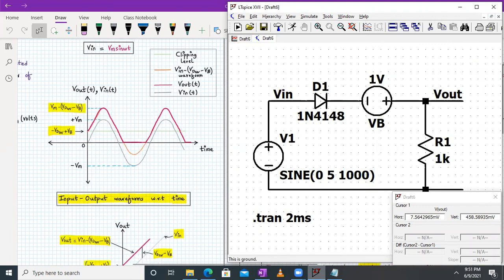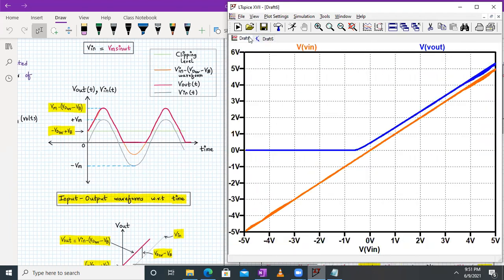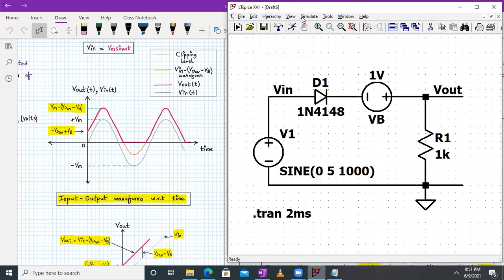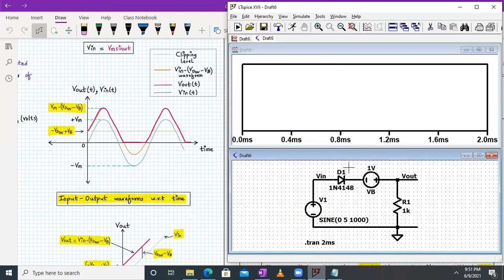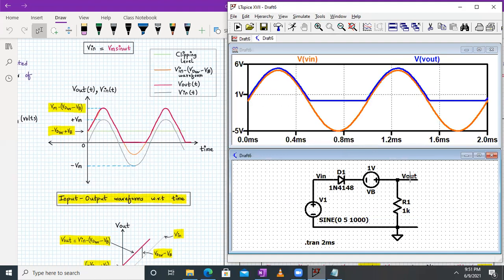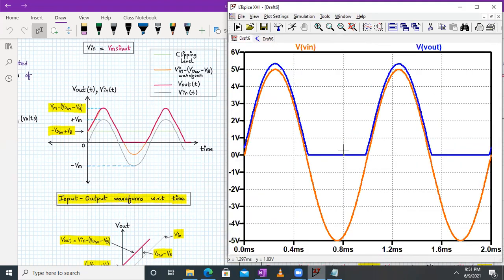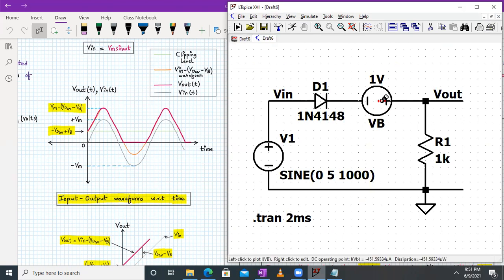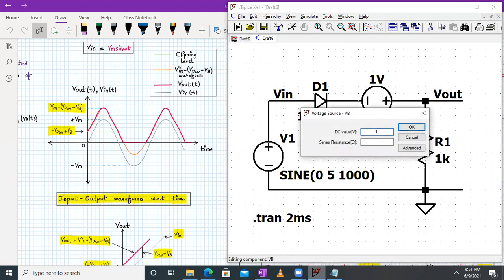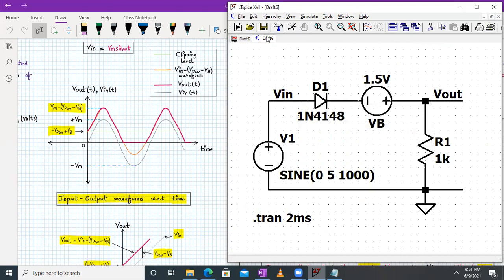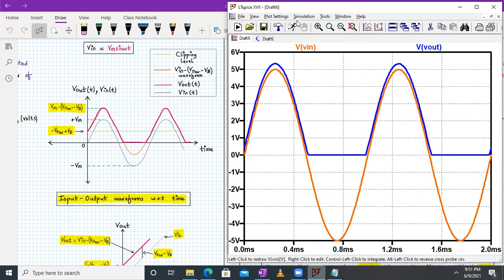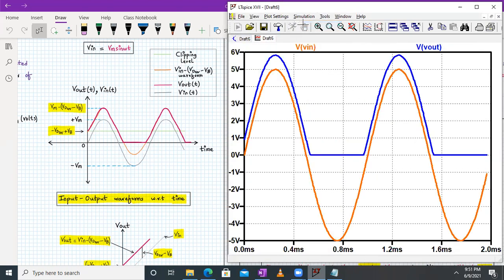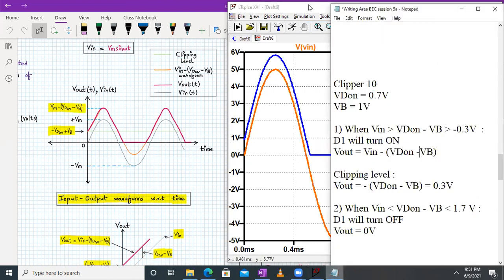I mean, we have to check the input output waveform also, right? So that we didn't check. So let me close this. Let me simulate this. First I'll plot V in and then I'll plot V out. So here it is. Okay, so they are coming quite close. Now let's take the VB value slightly higher. Let's take a number as 1.5. Okay, and let's simulate it again. Then you will get a clear picture. Yeah, now it is clear. Absolutely clear. Now let's do the math.